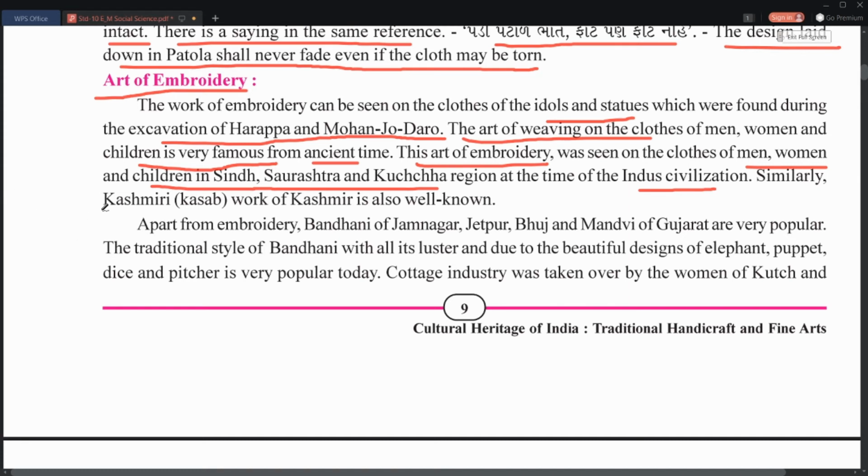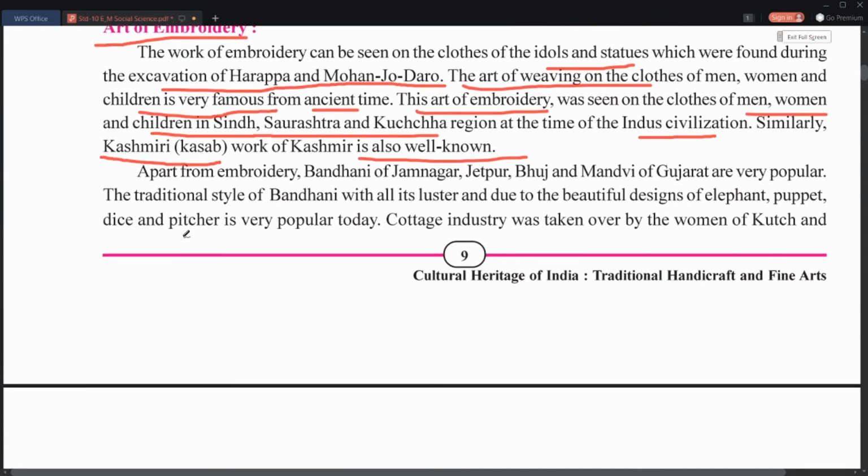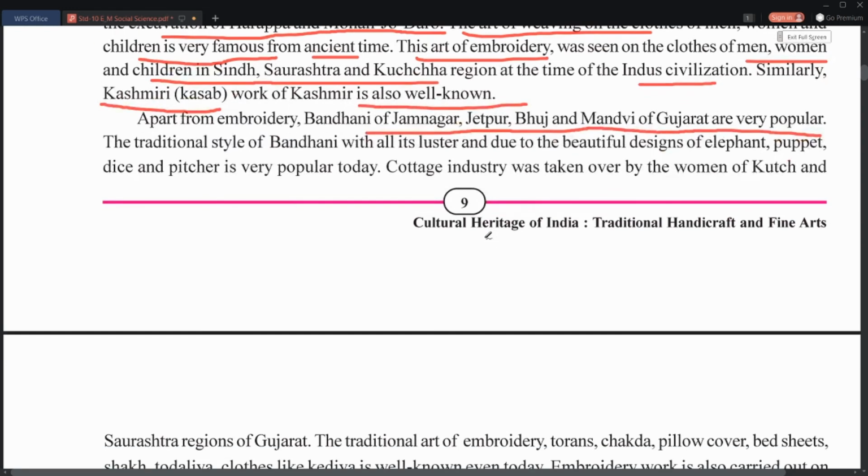Similarly, Kashmiri Kasab, Kasab means art, the work of Kashmir is also well known. Apart from embroidery, bandhani of Jamnagar, Jaipur, Bhuj and Mandvi of Gujarat are very popular.